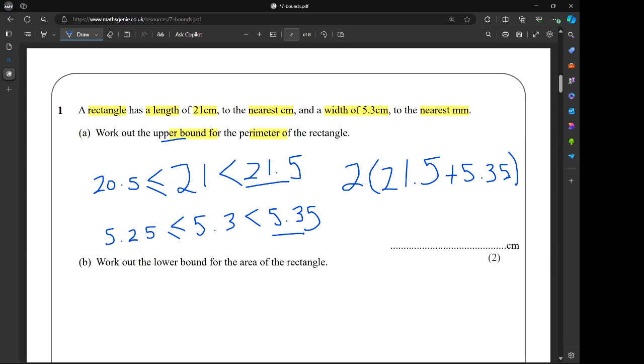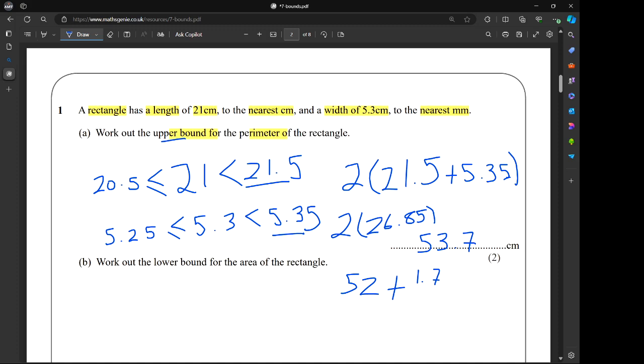So when I work it out, I get 2 lots of 26.85. That would be 52, and then double 0.85 is 1.7. So my final answer here would be 53.7 centimeters, and that's my answer for that.